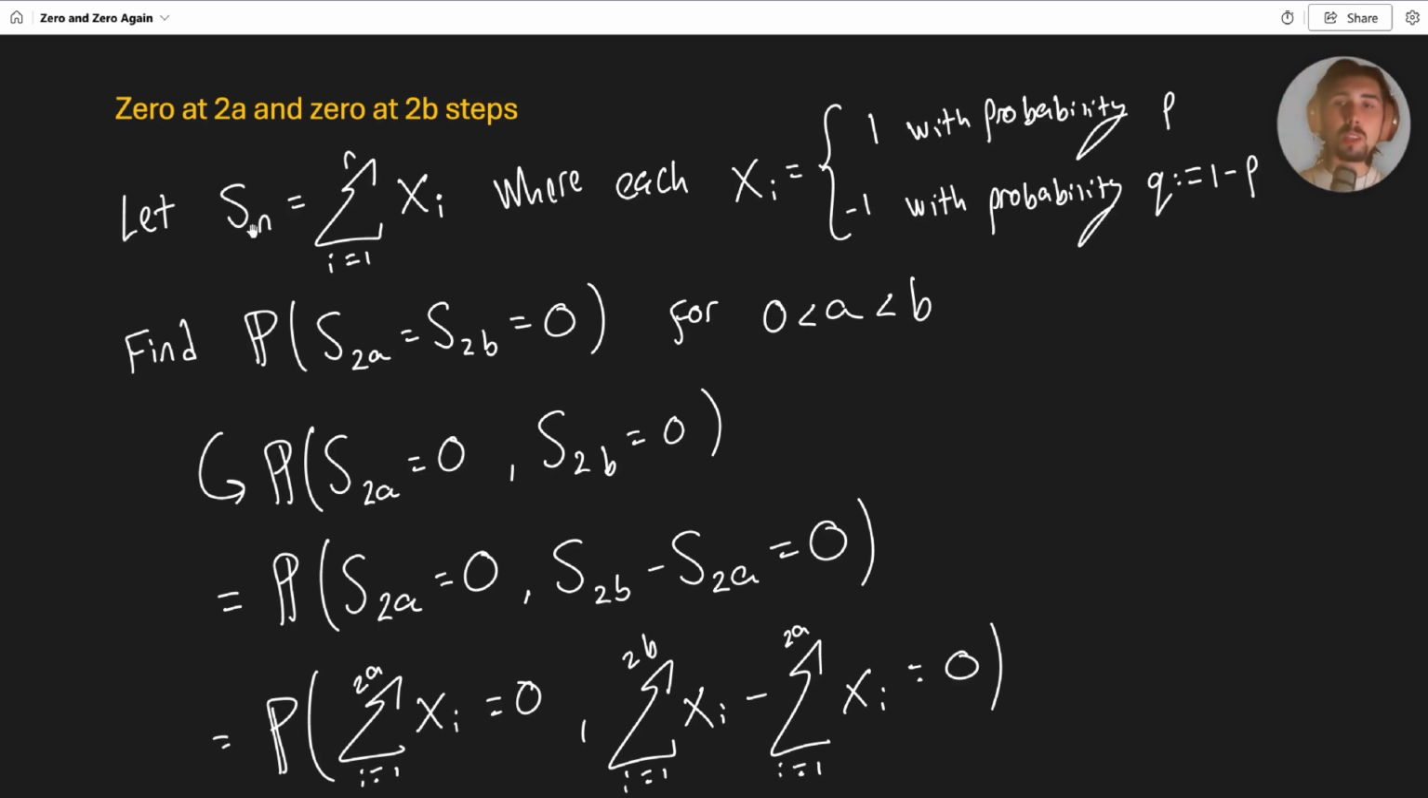So we said Sn is the sum of n of these random variables, taking the values 1 and minus 1. The question is, what is the probability that after 2a steps, so the sum of the first 2a of these random variables equals 0, and the sum of the first 2b equals 0 as well, for some given a and b where b is bigger than a.